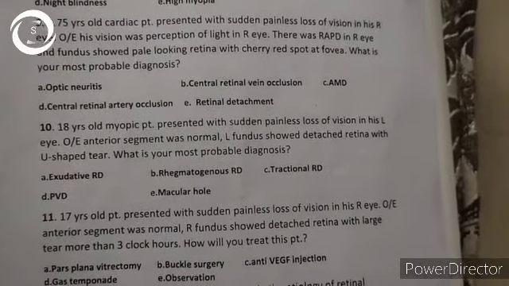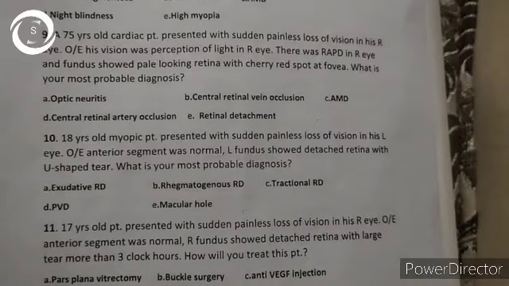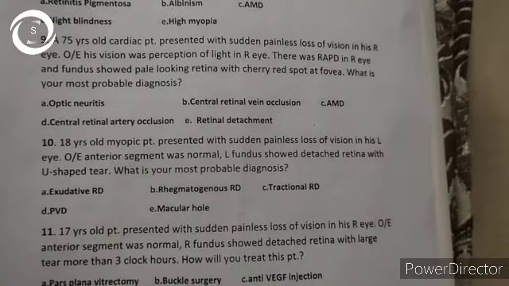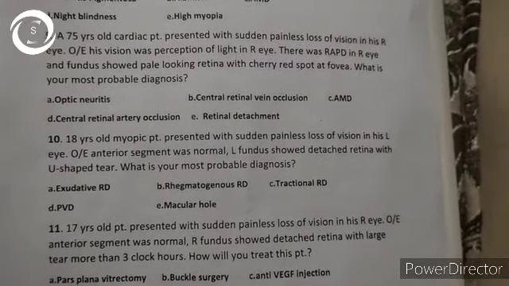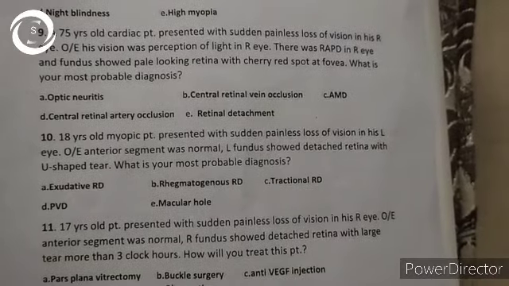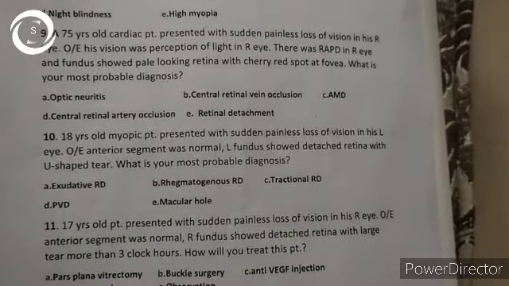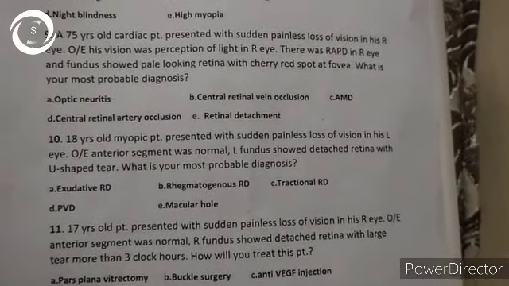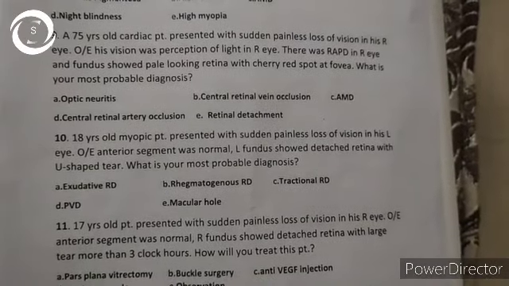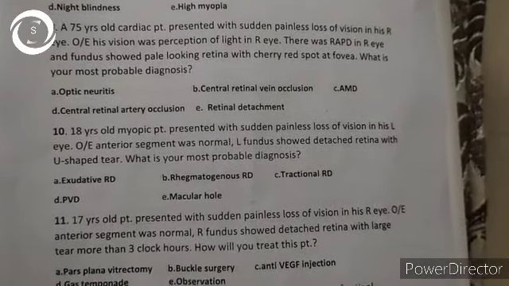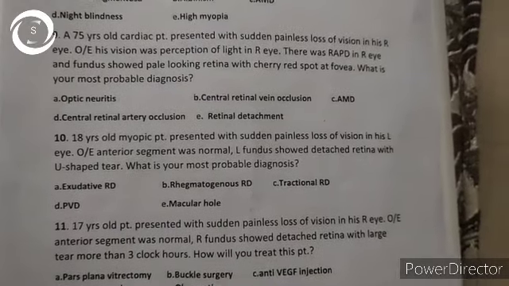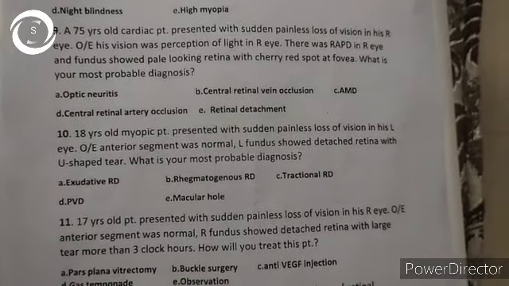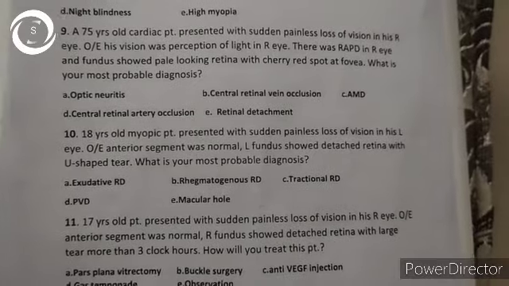Now comes the 10th. An 18 years old myopic patient presented with sudden painless loss of vision. So he has got a thin friable retina. In a myopic patient, we tell them that you don't rub because your retina is thin and it can easily get detached. So with sudden painless loss of vision in the left eye, and fundus shows detached retina with U-shaped tear, what is the most probable diagnosis? It's a very clear-cut case of rhegmatogenous. Rhegma means break or tear. So it's a rhegmatogenous retinal detachment.